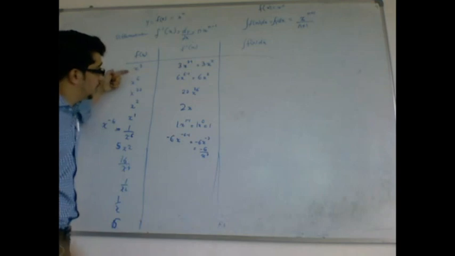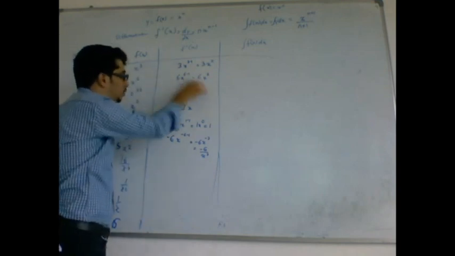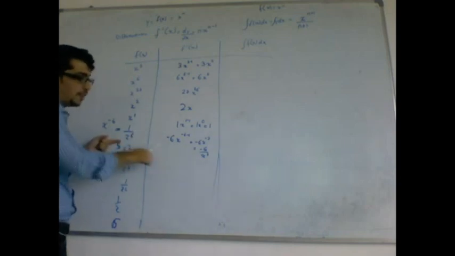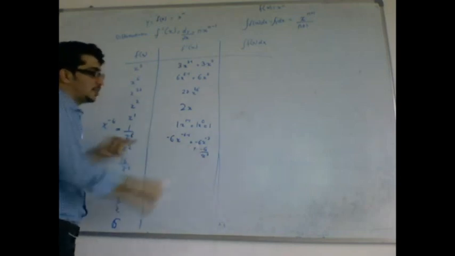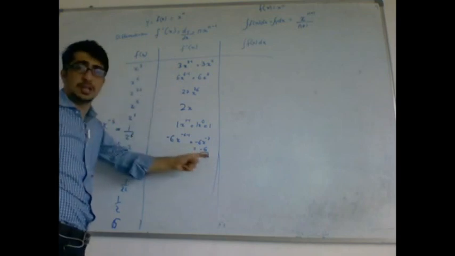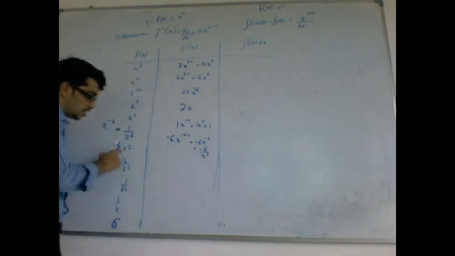Again I have put it in the denominator. So in the numerator, its power is decrementing: 3 to 2, 6 to 5, 27 to 26, 2 to 1. But when it is in the denominator, its power is increasing along with the coefficient, with a negative sign. Here also the power comes in the numerator, here also the power comes in the numerator, but with a negative sign.